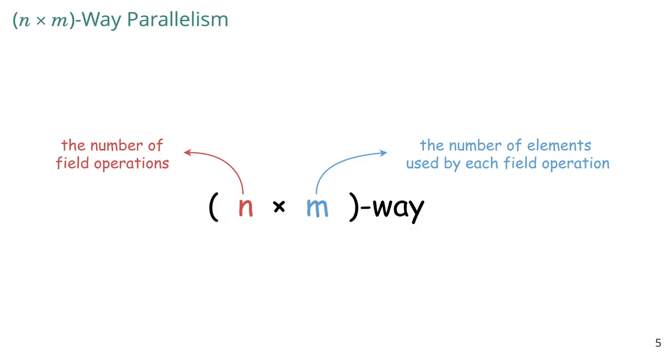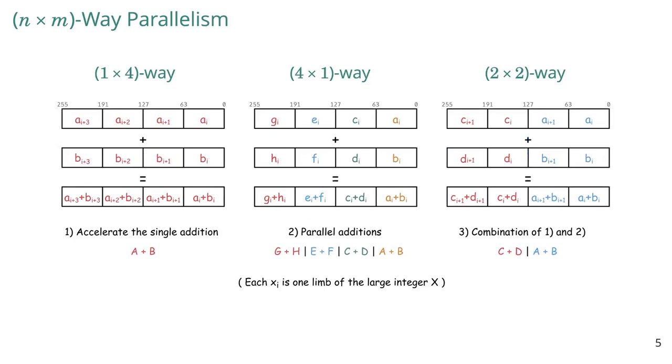Here, we characterize the n times m-way parallel implementation of ECC. It means it performs n field operations in parallel, where each field operation uses m elements of a vector. So recall these three cases. Accordingly, we call them 1 times 4-way, 4 times 1-way, and 2 times 2-way parallelism.